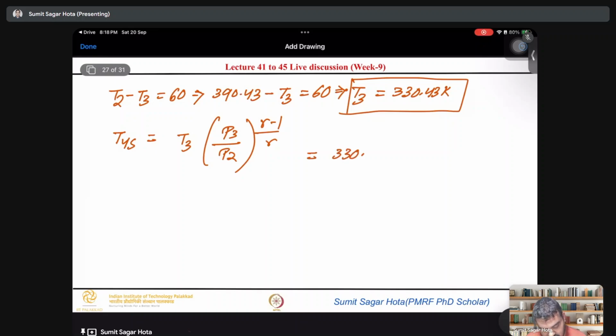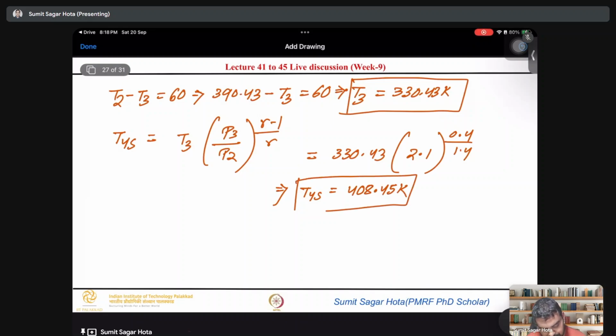So 330.43 into 2.1 to the power 0.4 by 1.4. So T4S is your 408.45 Kelvin. This is your T4S. So what is T4 now? T4 is equal to T3 plus (T4S minus T3) by 0.9.